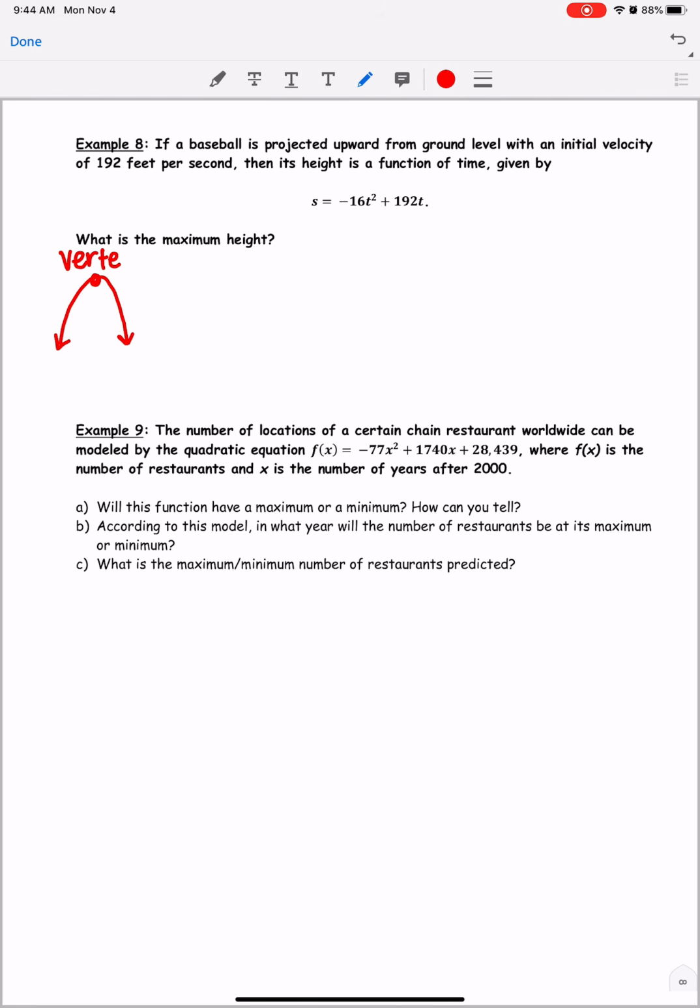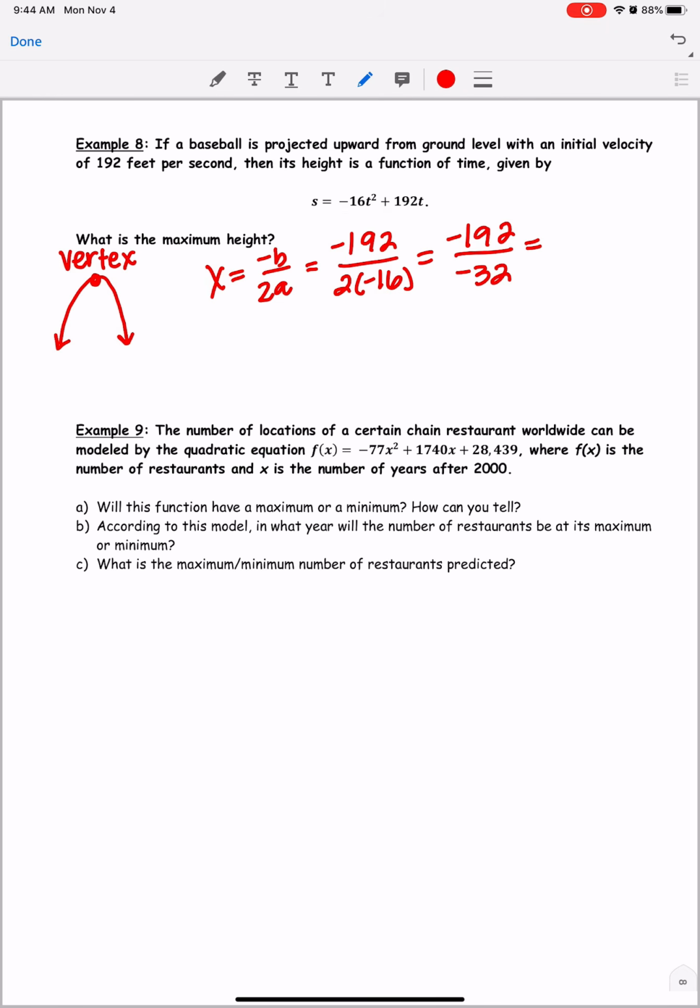This is the vertex. Okay, a lot of times when they ask for the maximum height, the maximum whatever, they're talking about the vertex. So, find it. X equals negative b over 2a. My negative b is a negative 192 over 2 times a, which is negative 16. So I've got 192 over negative 32.